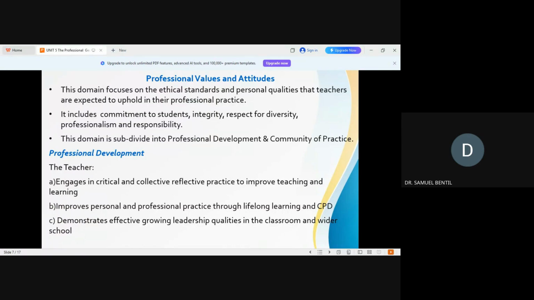These things do not show your commitment to the learners, and learners can read between the lines. Your commitment to learners is very paramount.